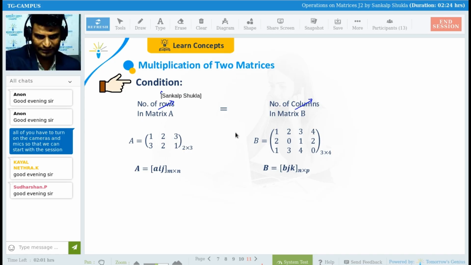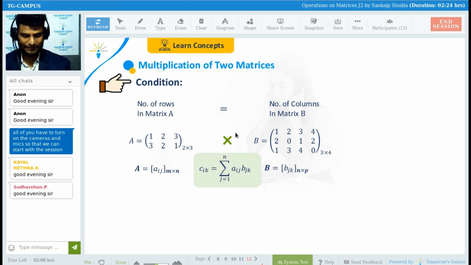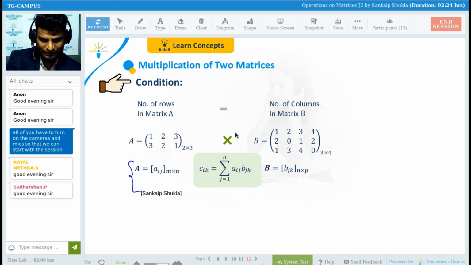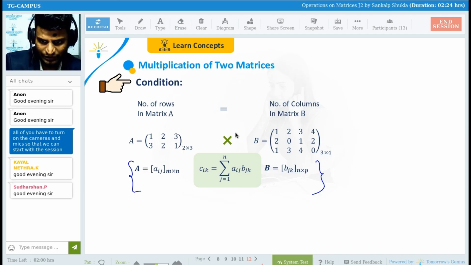So, number of columns and number of rows. Again, this is 2 cross 3 and this is 3 cross 4, so we know that the order is going to be 2 cross 4. Now, how to perform multiplication? This is very important. This is the proper method of performing multiplication, but I am sure you are not good with such expressions written in this manner, so I'll explain it here also.